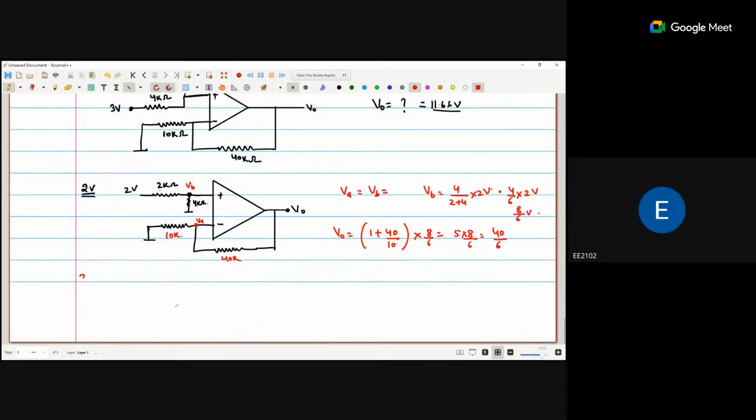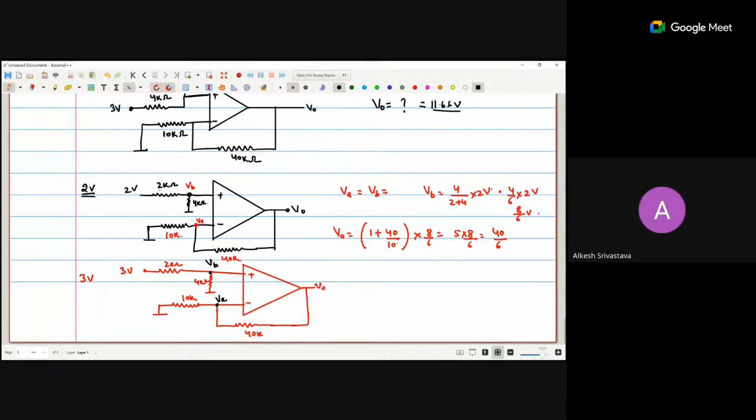Now we consider the 3 volts. So 3 volts, 4K, 2 kilo ohm, positive terminal, the negative is grounded, 10K, 40K, V node. Now, sir, again this is the VB. When we are dealing with the 3 volt, the 2 kilo ohm will be grounded, right? Sorry. Yes. This is the 4K and this is the 2K.